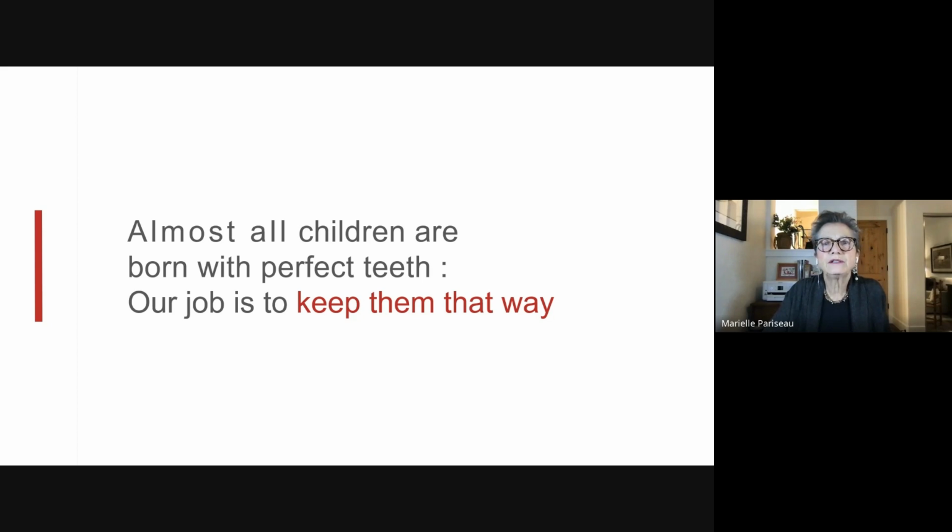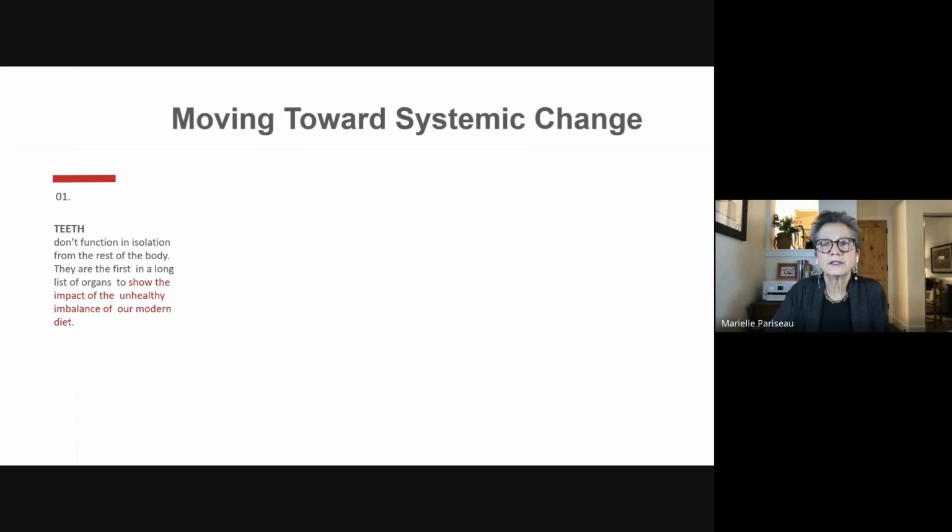So what do we need to do to move on with systemic change? We must remember that teeth don't function in isolation from the rest of the body. They are the first in a long list of tissues that are exposed and show the impact of the unhealthy imbalance in our modern diet.